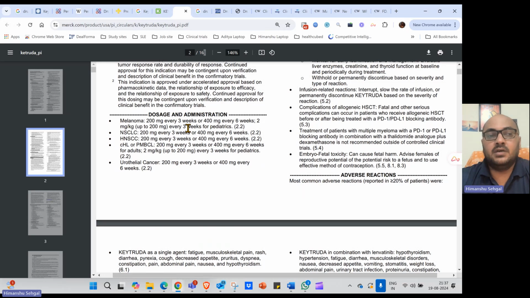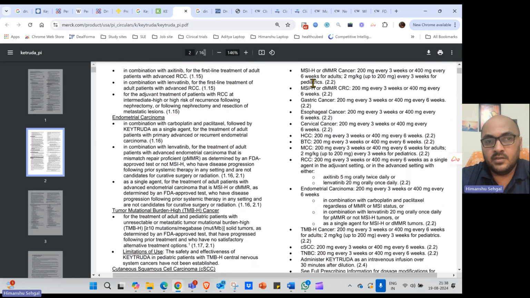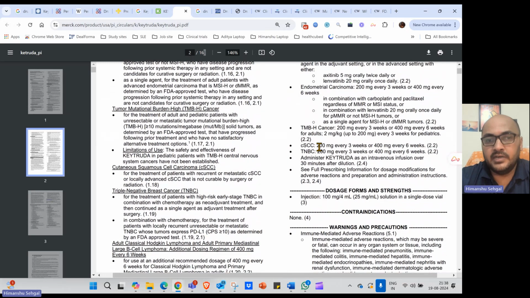If the weight is less than 100 kg. So for example, if a pediatric patient is approximately 100 kg, then 200 mg is given to that patient. Otherwise, it's always less than 200 mg. So if it is a 30 kg patient, then as per it, 60 mg should be given to that patient, a pediatric patient basically. Okay, now comes again NSCLC, head and neck cancer, then classical Hodgkin's lymphoma, urothelial cancer. For them, you can see all the dosages are detailed.